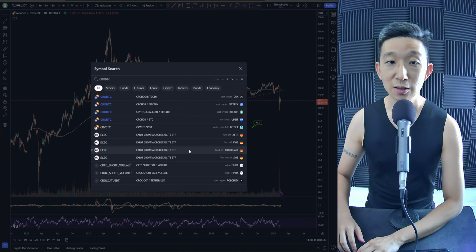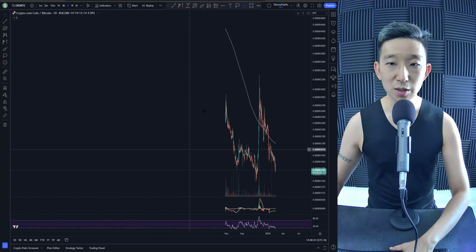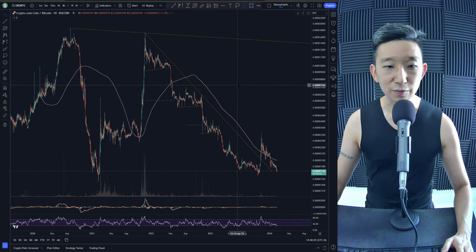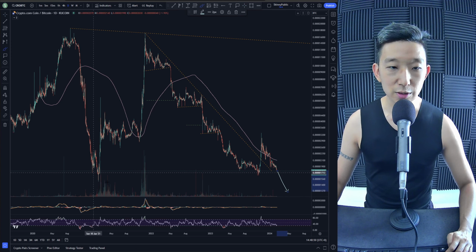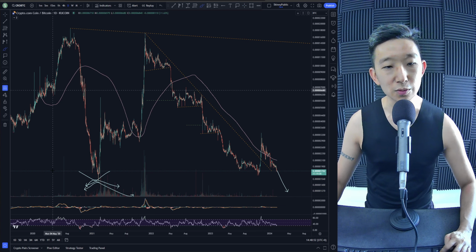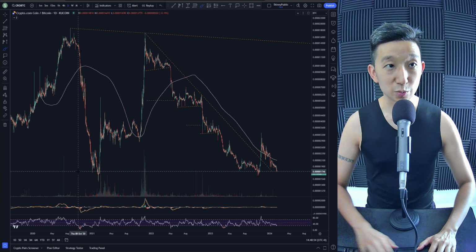Cronos against BTC. Here we are for Cronos. We look at it on KuCoin. So Cronos, very, very important for Cronos to hold these lows. The moment Cronos takes out these lows, that's it. We don't look back. We just move on.